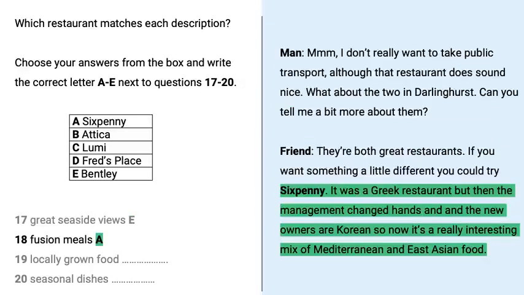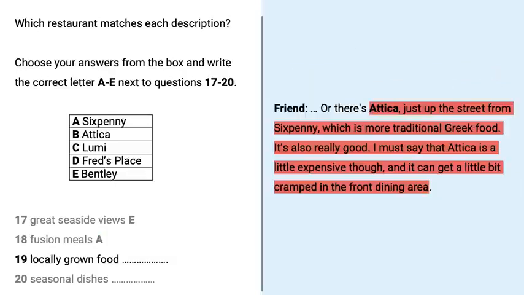Okay, so which restaurant has fusion meals? Well, then the conversation moves to Sixpenny, and they talk about Sixpenny. They say it's a really interesting mix of Mediterranean and East Asian food. So that is a fusion meal. Next, which restaurant talks about locally grown food? Well, next you would have heard about Attica, but in fact, there was nothing mentioned about Attica. It didn't have great seaside views. It didn't have fusion meals, it didn't have locally grown food, and it didn't have seasonal dishes. It was put in there as a distractor.